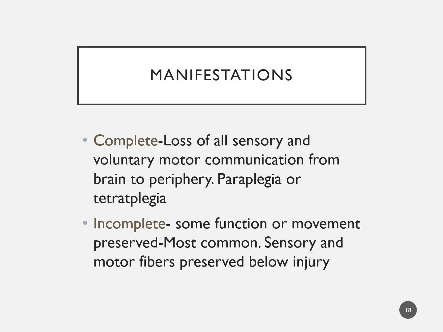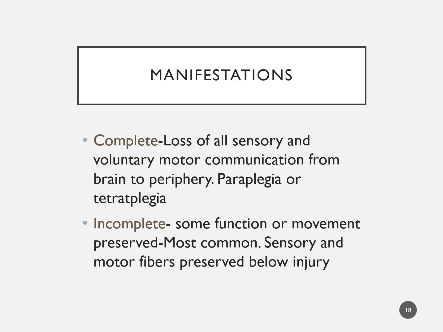So what manifestations do we have for spinal cord injury? What does it look like? I told you a patient can have a complete or an incomplete injury. A complete injury really is exactly what the term says. It's loss of all sensory and all voluntary motor communication from the brain to the periphery. So any sensation or voluntary motor communication is gone. Depending on where the injury is, it will result in a complete paraplegia or tetraplegia.